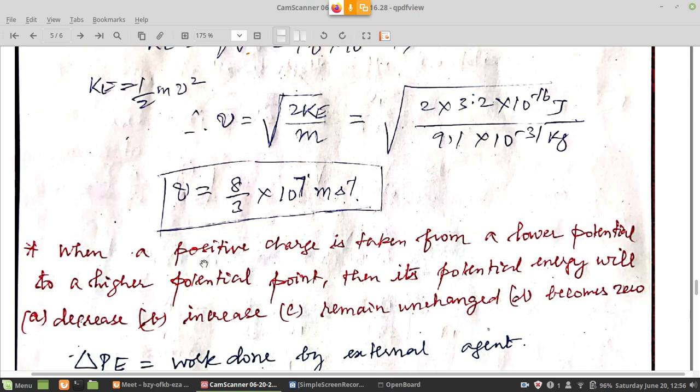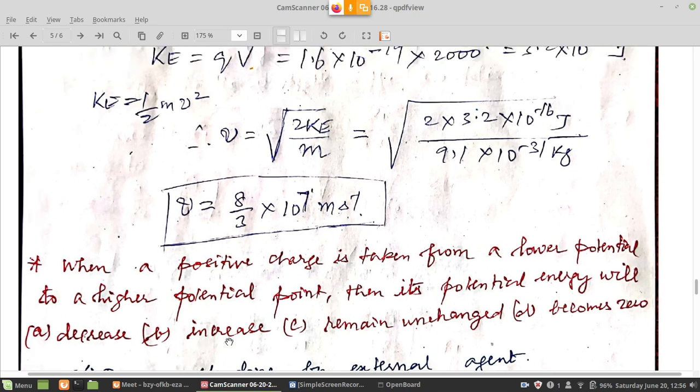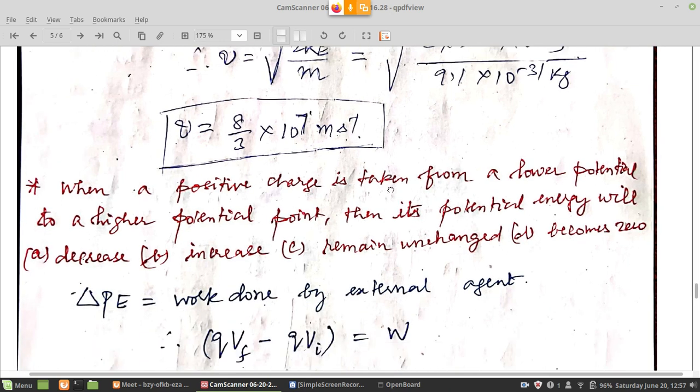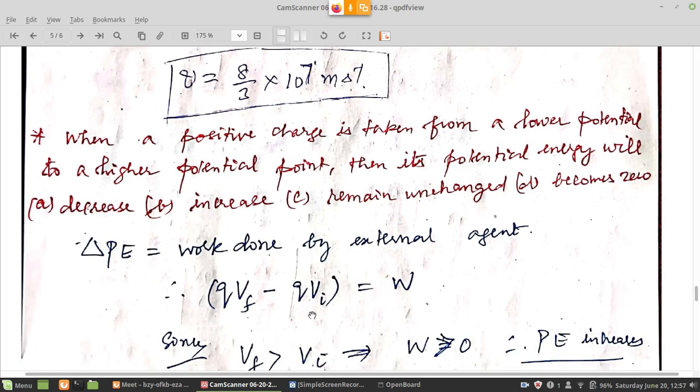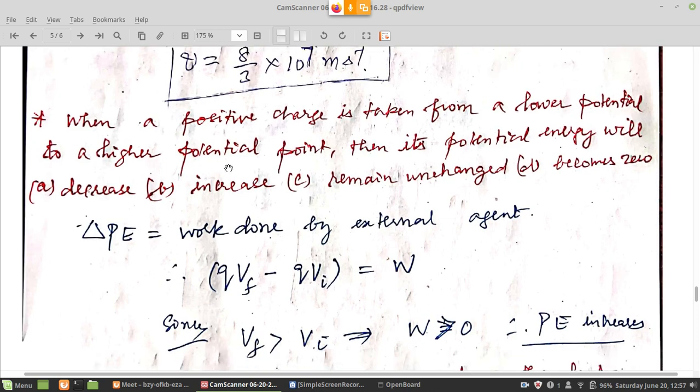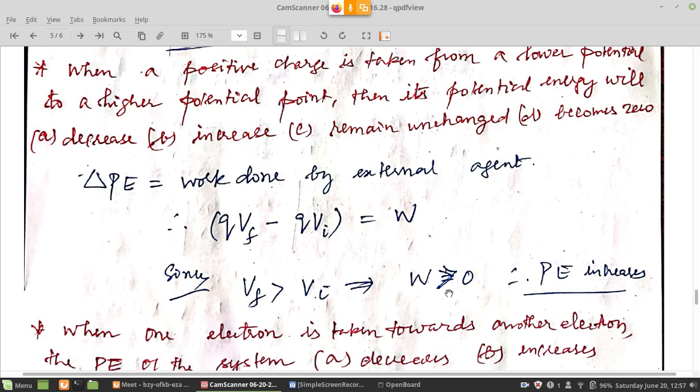Again, next problem. When a positive charge is taken from a lower potential to a higher potential point, then its potential energy will increase, decrease, remain unchanged, or become zero. What is the correct choice? Yes, obviously, because for a negative charge, the potential energy should decrease. For a positive charge, it will definitely increase, because work done is Q into Vf minus Vi. Lower potential to higher potential, so Vf is greater than Vi, therefore work done must be greater than 0. That is the work done. So potential energy increases. This is the correct choice.